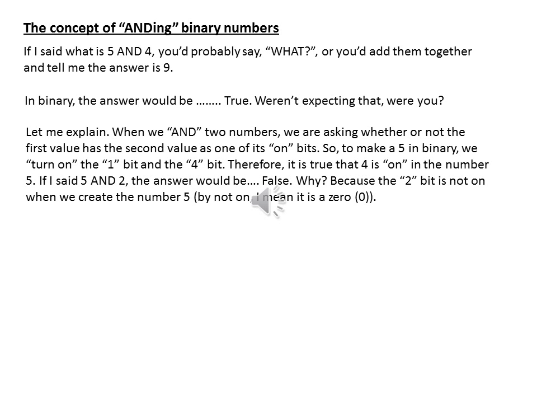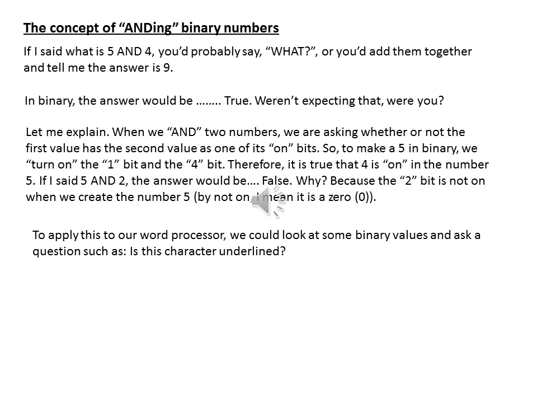Let me explain. When we AND 2 numbers, we are asking whether or not the first value has the second value as one of its ON bits. So to make a 5 in binary, we turn on the 1 bit and the 4 bit. Therefore, it is true that 4 is on in the number 5. If I said 5 AND 2, the answer would be false. Why? Because the 2 bit is not on when we create the number 5. And by not on, again, I mean it is a 0.